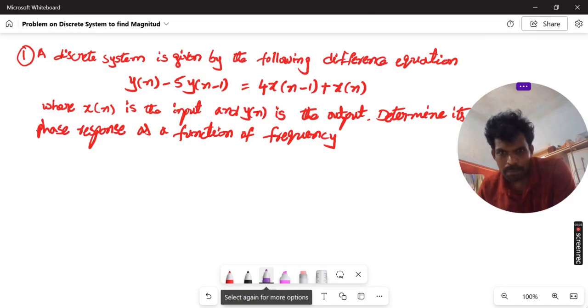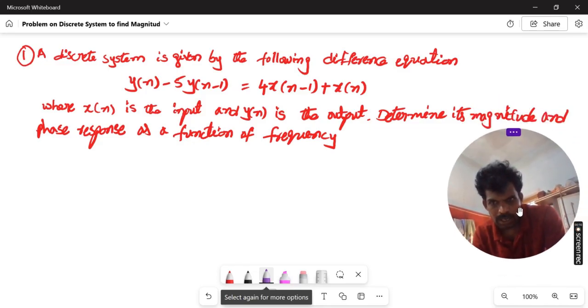Now let us do one simple problem. Let us once again read the problem. A discrete system is given by the following difference equation: y of n minus 5 into y of n minus 1 is equal to 4 into x of n minus 1 plus x of n, where x of n is the input and y of n is the output. Determine its magnitude and phase response as a function of frequency. So that is the given problem.